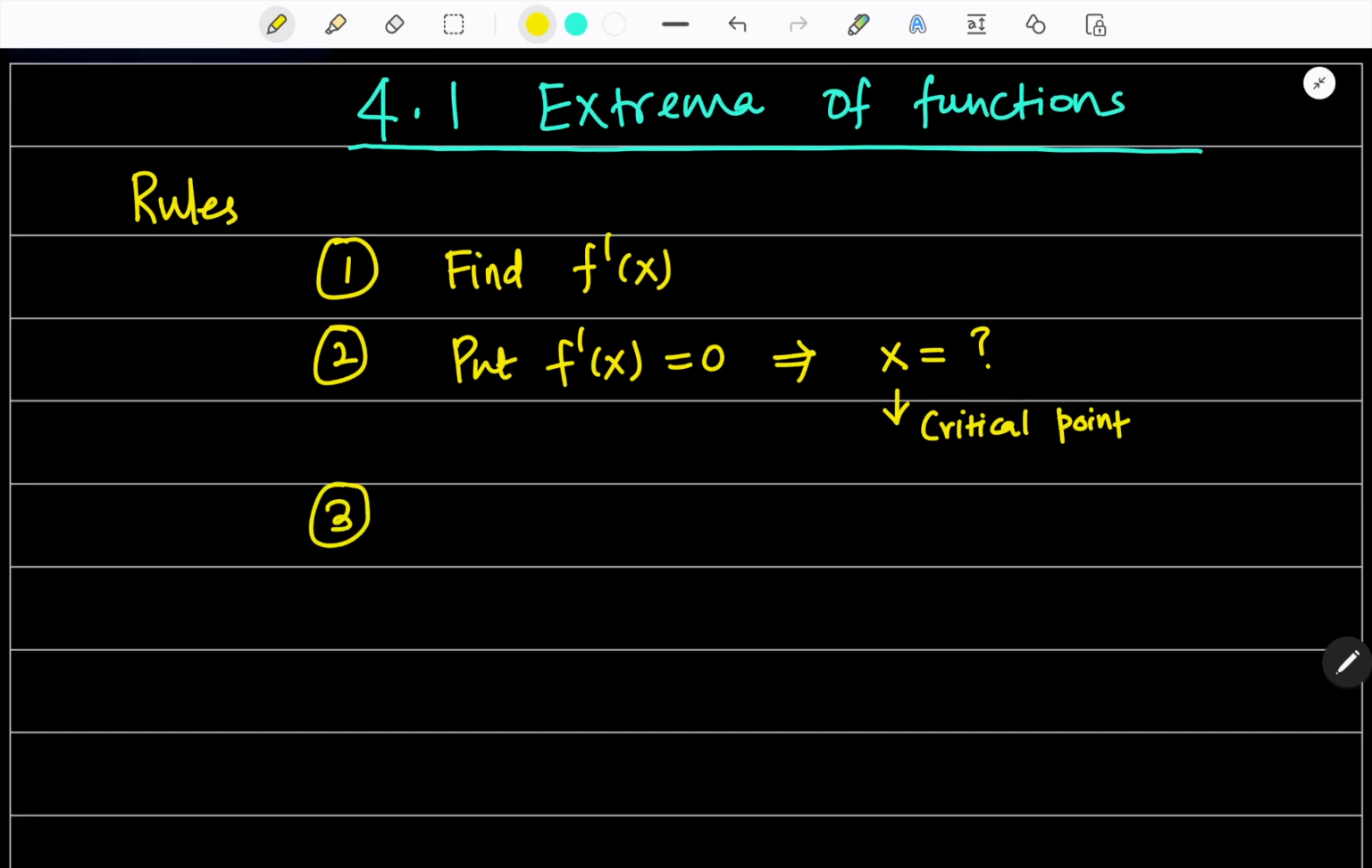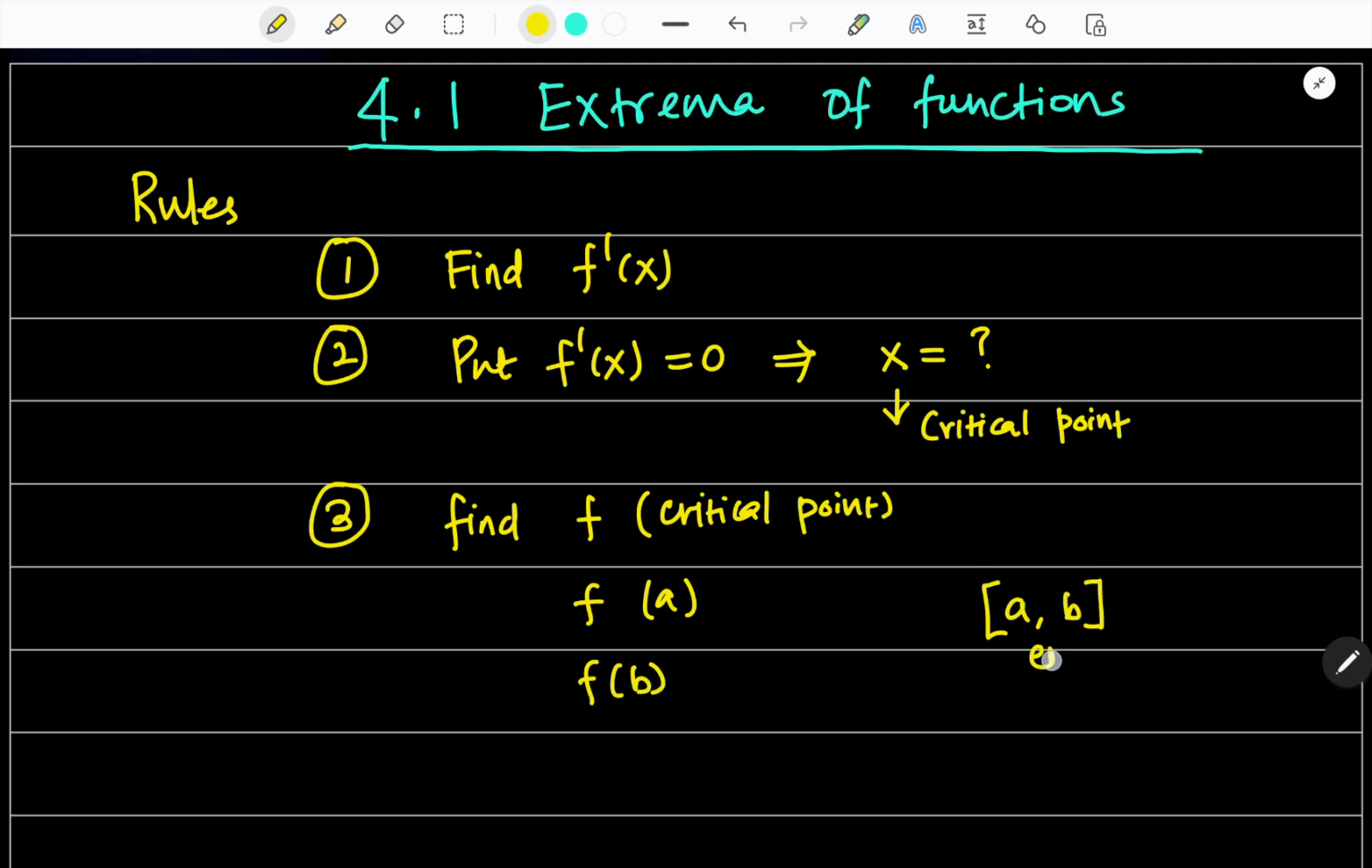Step number 3: you are going to find three things. Find f of critical points, and find f of A and f of B. A and B are the endpoints, which will be given in the question.